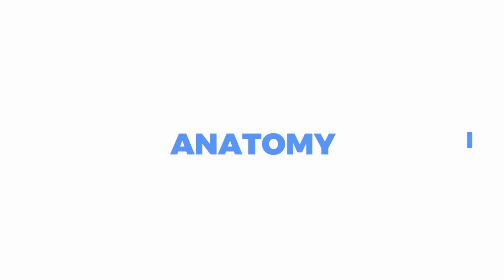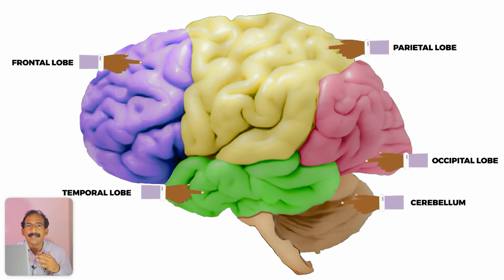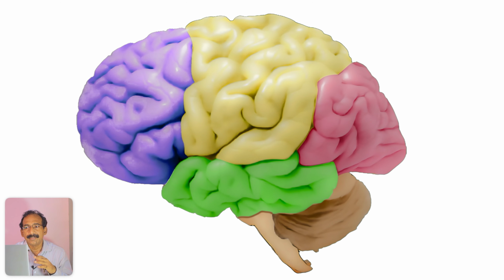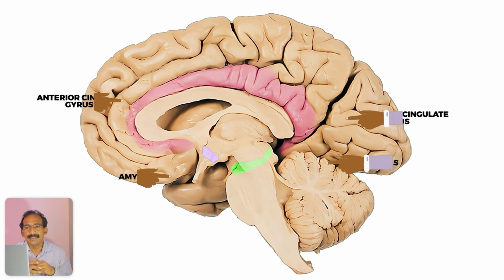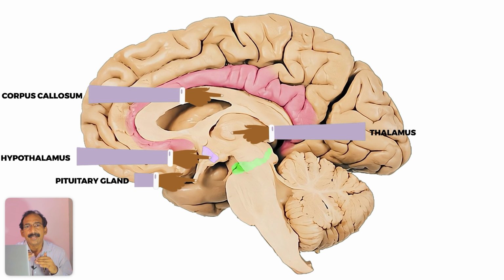Looking at the anatomy, we are all aware that we've got two cerebral hemispheres, four lobes: frontal, temporal, parietal, occipital, and cerebellum. And this is the sagittal section, which has a limbic system: anterior cingulate gyrus, posterior cingulate gyrus, hippocampus, amygdala. Also, the corpus callosum connecting the two hemispheres, thalamus, hypothalamus, as well as the pituitary gland.